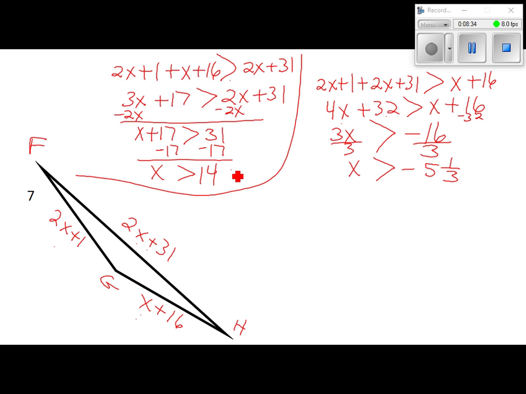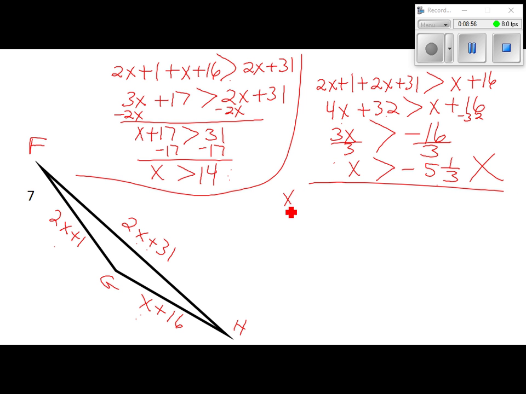Well, we look back over here and we already know x has to be bigger than 14. So this one really doesn't matter because we already know x has to be 15, 16, 17, 18. So to be greater than negative 5 1/3, we already knew that from this one. So this one here doesn't really help us any. We do the other, match up the other sides.